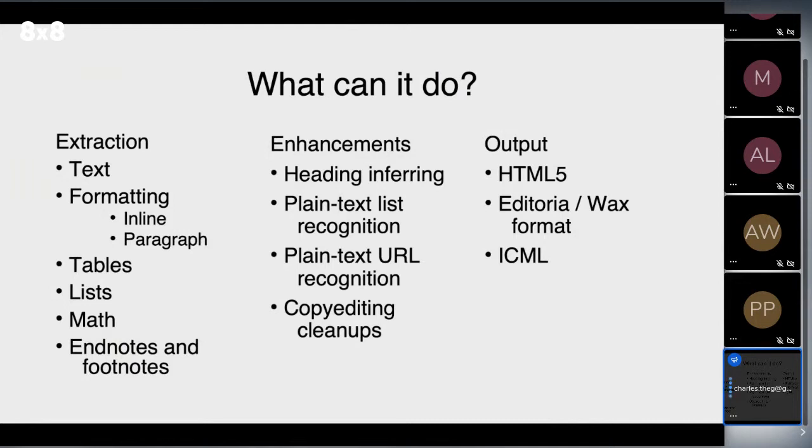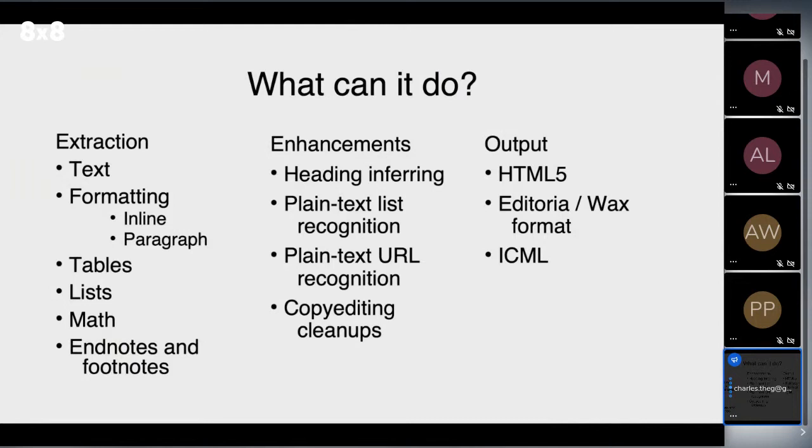It can capture plain text lists. So if you've written out a list, 1, 2, 3, as opposed to using the list functionality of Word, it can make some intelligent guesses about what might be a list and represent that in HTML as a list. Like I said, recognizing URLs when it sees them and hyperlinking them, copy editing cleanups.